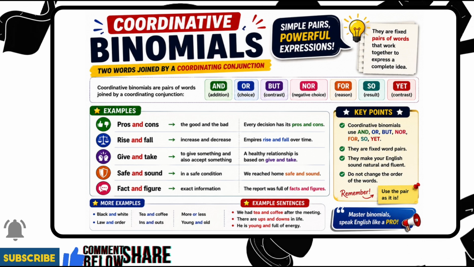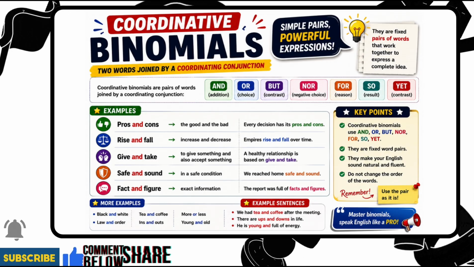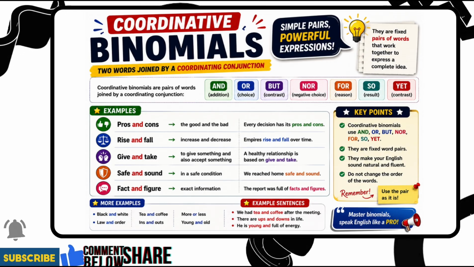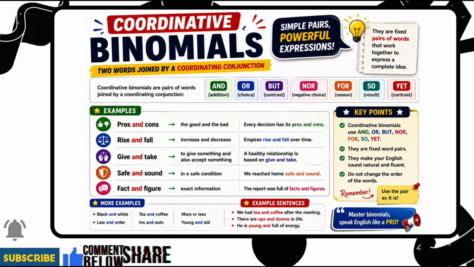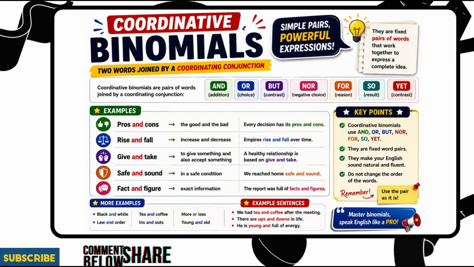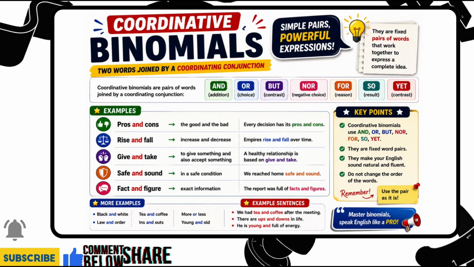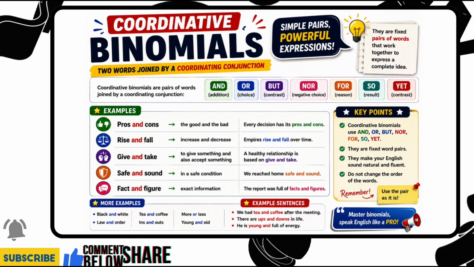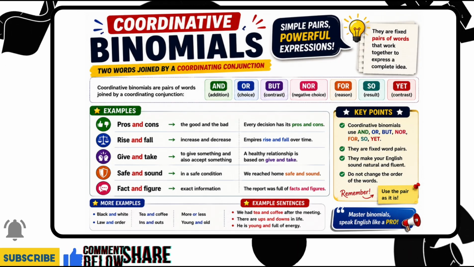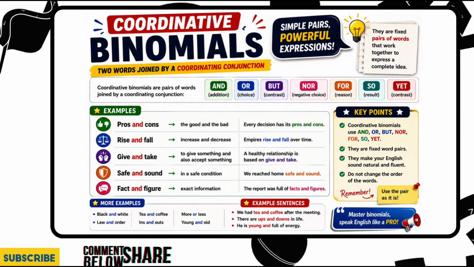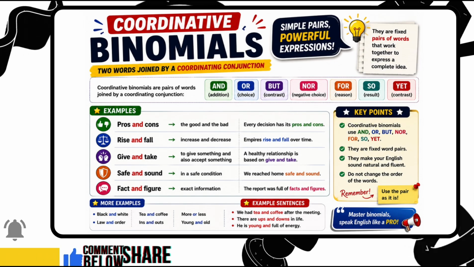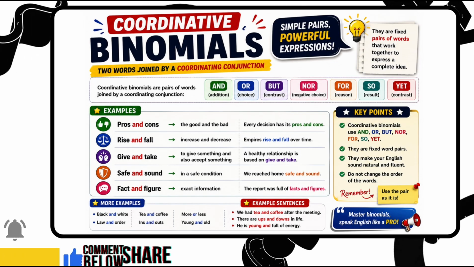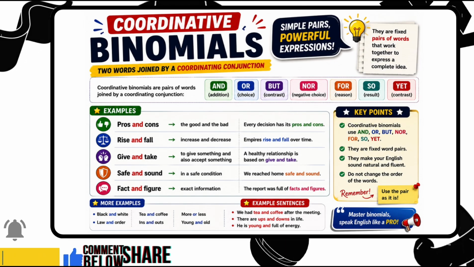Then rise and fall, increase and decrease. Empires rise and fall over time. Give and take, to give something and also accept something. Example: a healthy relationship is based on give and take. Safe and sound, in a safe condition. We reached home safe and sound. Facts and figures, exact information. The report was full of facts and figures.